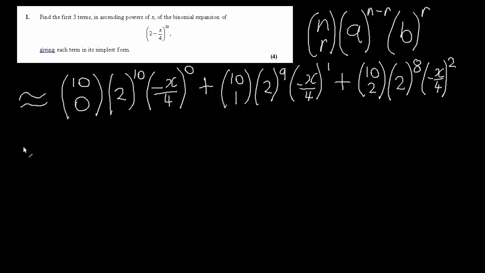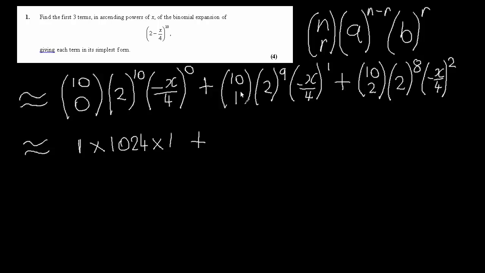So that is now 10 choose 0. Now you can use a calculator to work this out, but you may remember that 10 choose 0, or anything choose 0, is 1. 2 to the power of 10 is 1024. And now anything to the power of 0 is 1. So that's our first term.